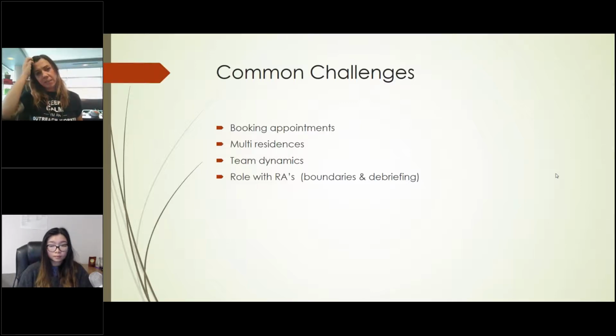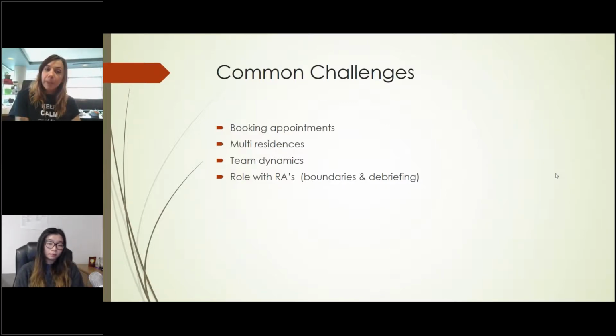Role with the RAs can sometimes pose a challenge. To develop this position, I would get very clear in terms of what the mental health worker, the outreach worker, is going to be doing with the RAs. What is the specific role? Because right now, to be honest, it is not very clear.